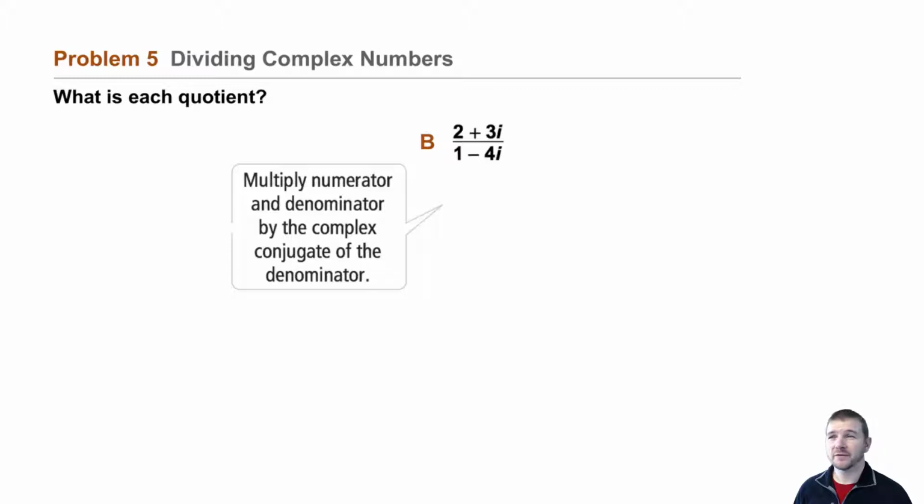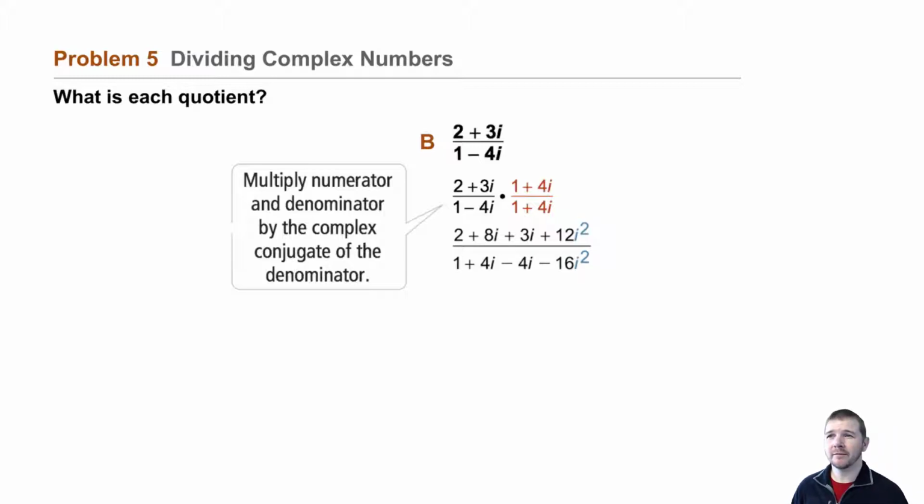Again, we'll multiply this fraction by 1, but 1 written as the complex conjugate of the denominator over the complex conjugate of the denominator. In this case, that's 1 plus 4i over 1 plus 4i, and multiply numerator times numerator and denominator times denominator. 2 plus 8i plus 3i plus 12i squared over 1 plus 4i minus 4i minus 16i squared.